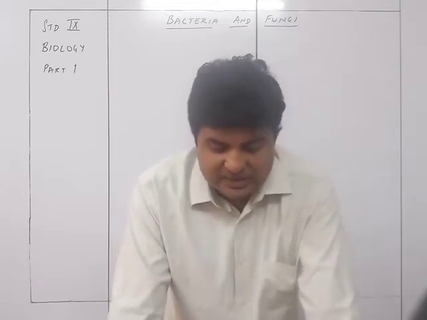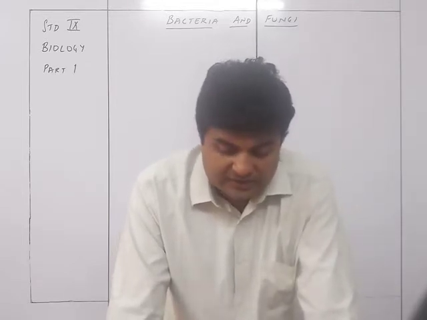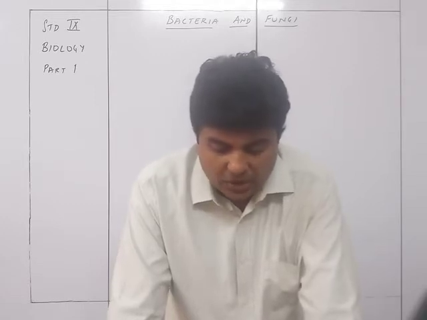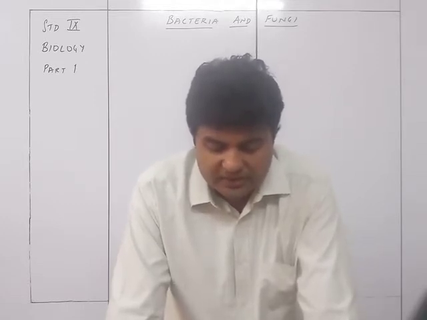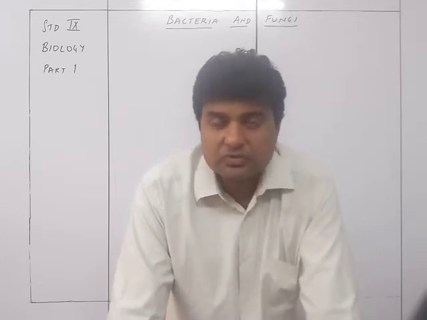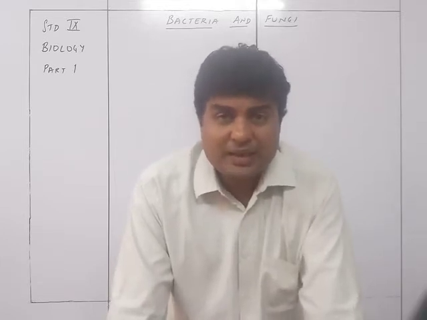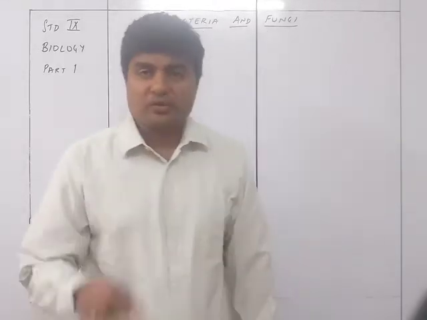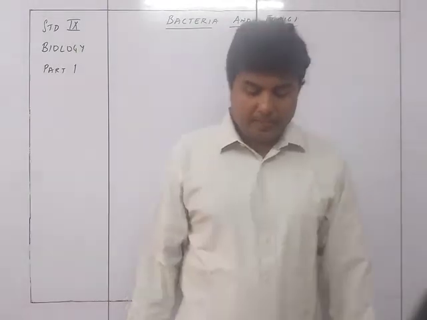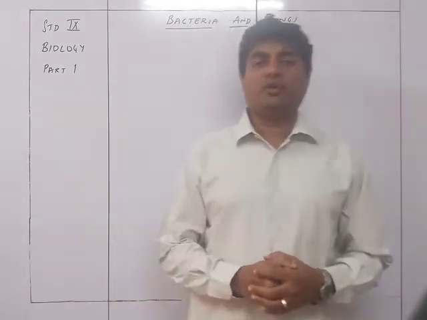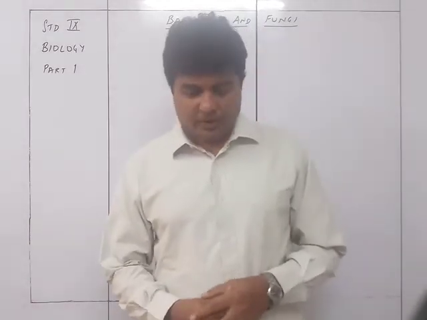Talking about the size, bacteria are the smallest living organisms on earth, with an average size of 2 micrometers long and 0.5 micrometers thick. 1 micrometer is 1,000th of a millimeter. So you can imagine, it is just 0.5 micron thick and 2 micron long. That's why you can see that they are absolutely very small organisms.